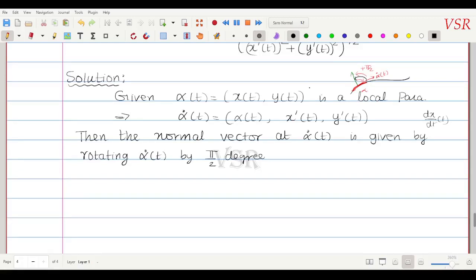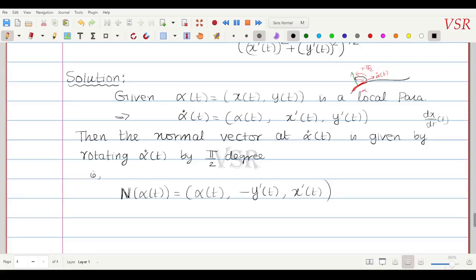Okay, so we'll take n, the normal direction at the point alpha of t, which we can define as a vector at the point alpha of t. We interchange these two and put a minus on the first: -y dash of t, comma, x dash of t. If you interchange and put the minus on the second, it is -π/2. If you put the minus on the first, it gives +π/2. Of course both are perpendicular.